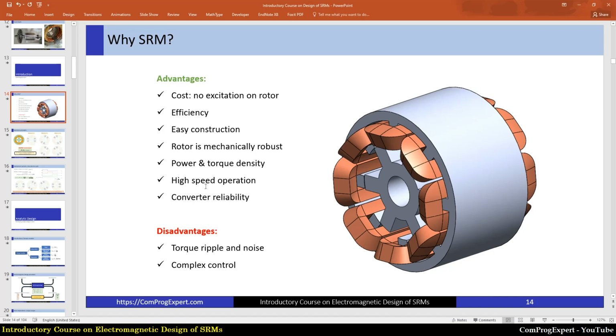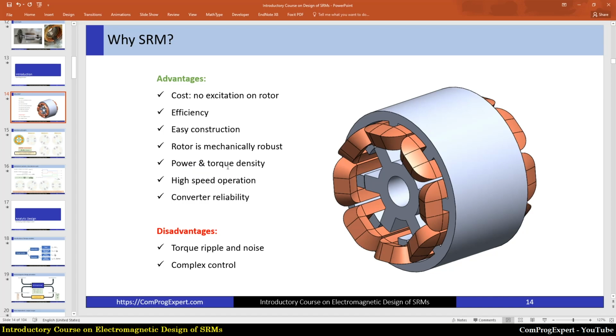Also consider that we don't have a high back EMF at high speeds for this motor type, and in the case of single pulse switching, we can reach high speeds in this motor type. Okay, in a surface mounted permanent magnet motor, if we want to increase the motor speed, we should use field weakening, right, to reduce the amount of back EMF to be able to reach high speeds. But this option is available in this structure, and also we have a good power and torque density in this motor type.